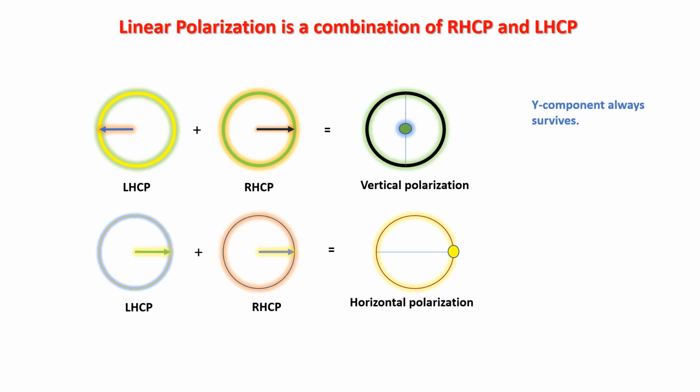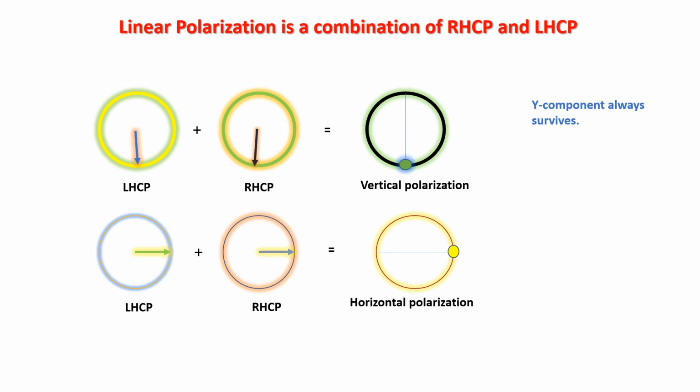Linear polarization is a combination of right hand and left hand circularly polarized light. Superimposing left hand and right hand circularly polarized light having a phase difference of 180 degrees leads to the production of vertical polarization. In this case, the green bob represents the tip of the electric field that survives upon superimposing left-hand and right-hand circularly polarized light having a phase difference of 180 degrees.